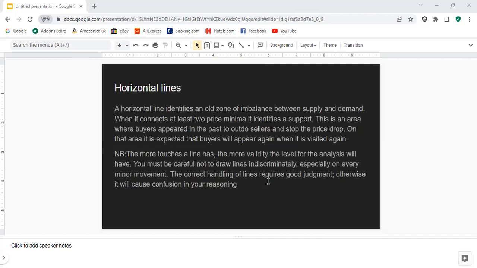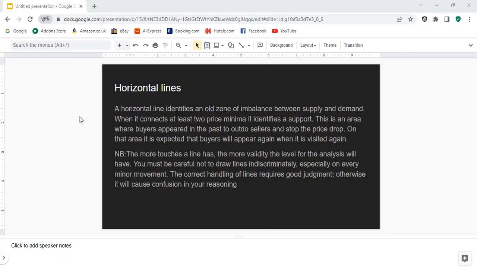I want to talk about horizontal lines, right? A horizontal line identifies an old zone of imbalance between supply and demand. When it connects at least two prices, it might be identified as support, you know. So when a zone is touched twice on the line, it can be identified as support, but not every time a line is touched does it mean it's support. So you gotta be very careful and be confident in what you know.